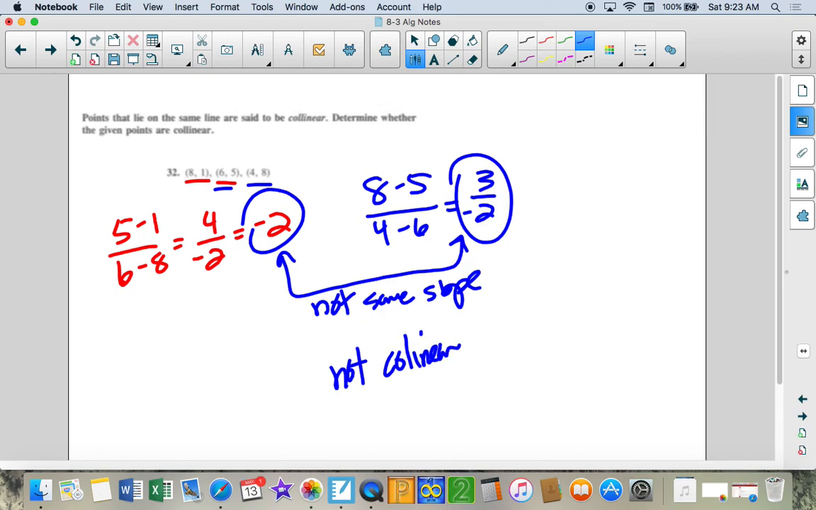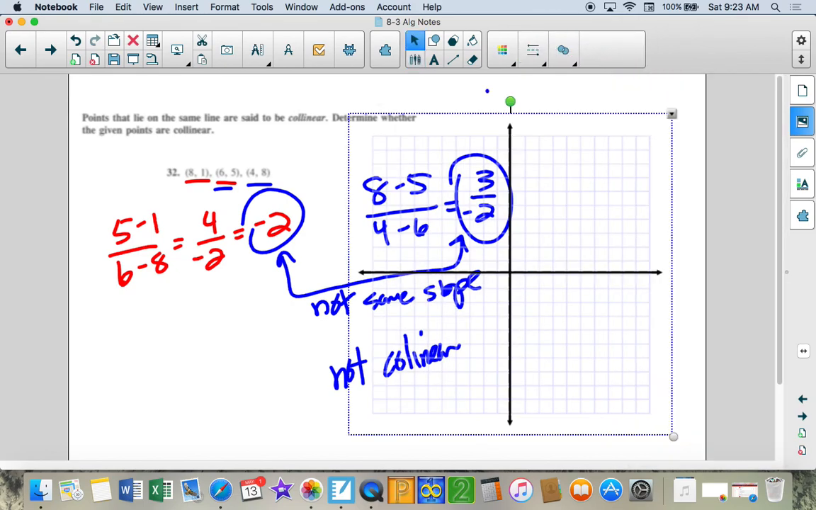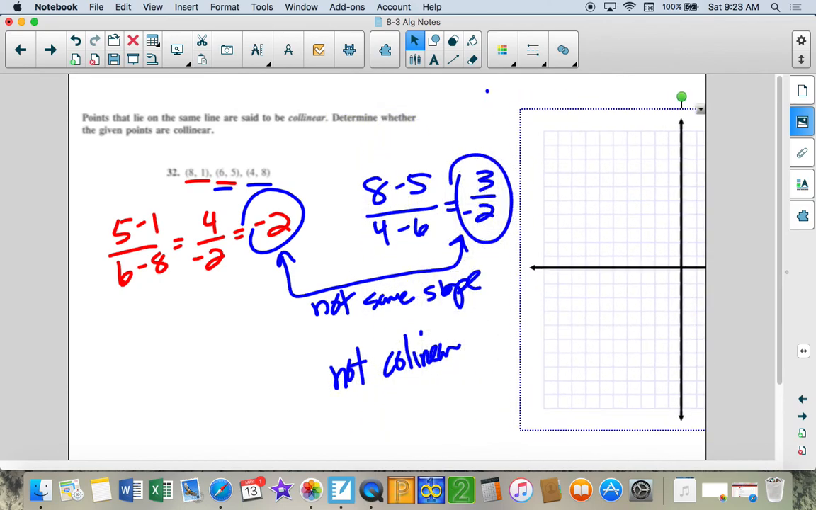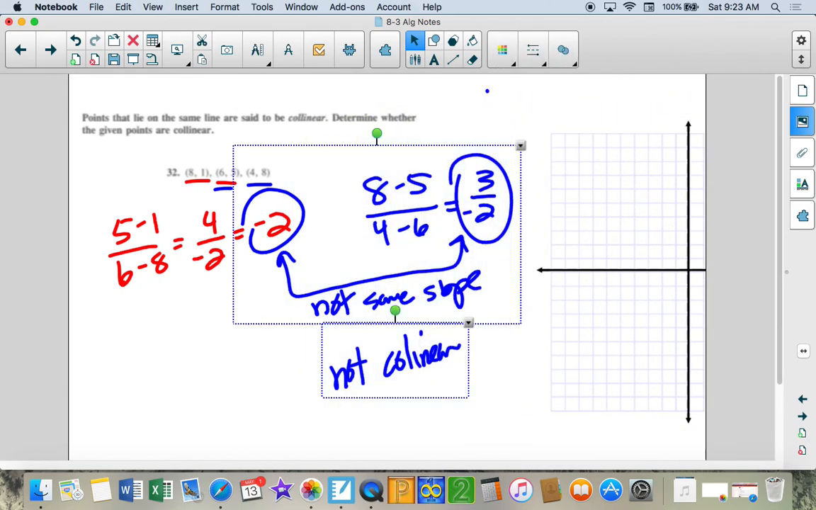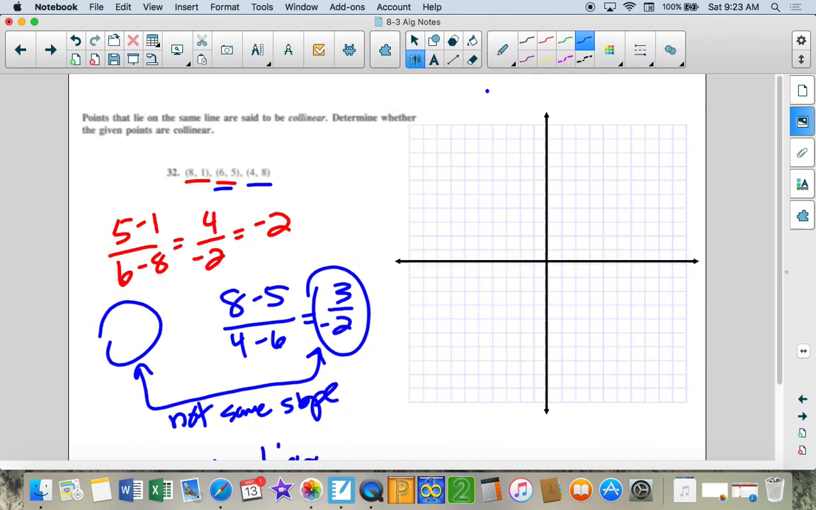So if I plotted those points, let's test that out. Let's see what it looks like if we put it on a graph. Let's move you guys over a little bit. So let's plot those points. So the point is 8, 1. That's going to be right here. 6, 5. 6, 5, 1, 2, 3, 4, 5, 6, 1, 2, 3, 4, 5, and 4, 8, 1, 2, 3, 4, 1, 2, 4, 8 is here.